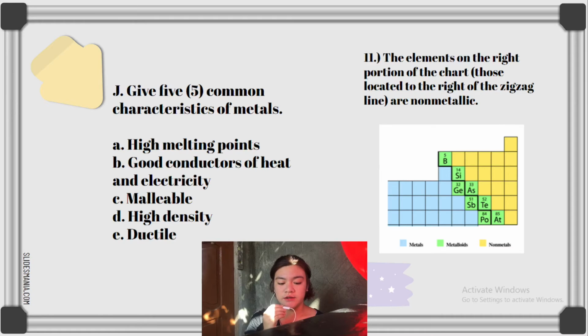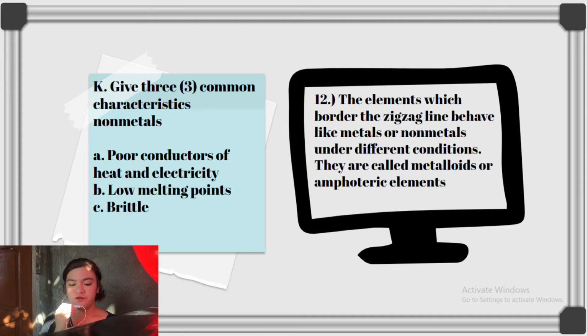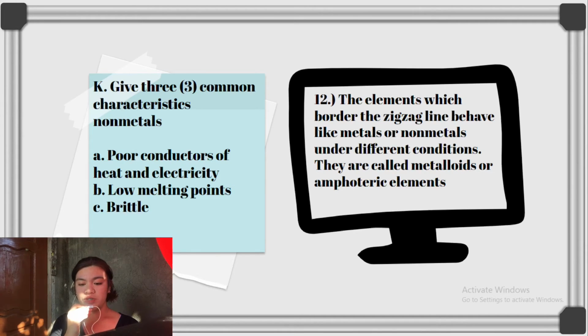E. Ductile. 11. The elements on the right portion of the chart, those located to the right of the zigzag line, are non-metallic. Letter K. Give 3 common characteristics of nonmetals. A. Poor conductors of heat and electricity. B. Low melting points. C. Brittle. Number 12. The elements which border the zigzag line behave like metals or nonmetals under different conditions. They are called metalloids or amphoteric elements.